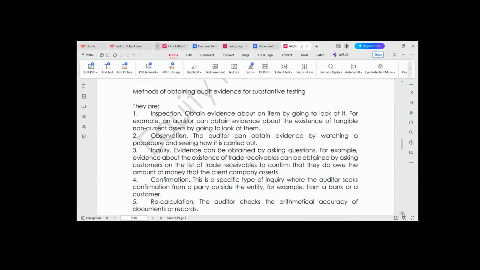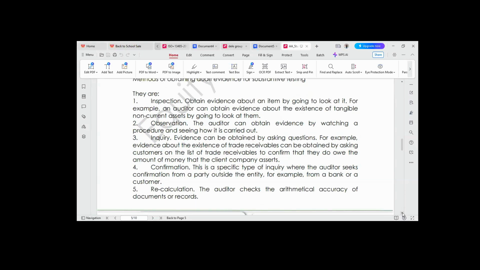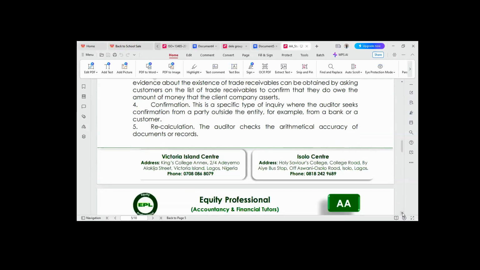Then we have what we call recalculation. Here, we need to check the arithmetical accuracy of documents and records being presented. Sometimes there could be omission. Sometimes when they generate financial statements from the ERP or the accounting package, you need to recalculate the values, the balances, the grand total. You need to check that everything is still intact. That is what we mean by recalculation.